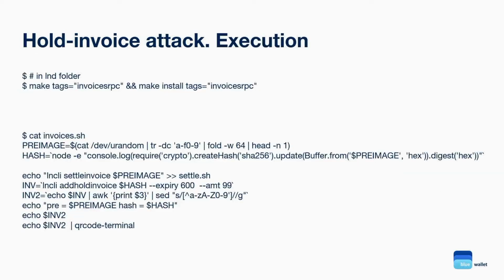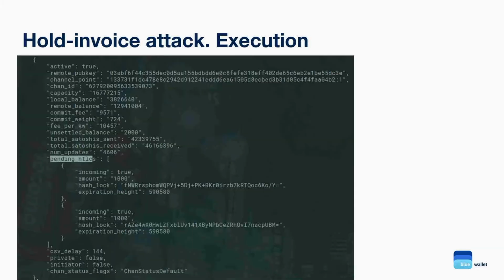So this is a way to execute this attack. First, you compile LNZ with the support of hold invoices. Then there's a handy script, invoices.sh, which creates the hold invoice, creates the pre-image, creates the hash, then writes a settle invoice string to settle.sh. This is a handy script we're going to use later to claim incoming channel state updates. And then we add the hold invoice and print it in the console, and we can take this invoice and feed it to some lab that allows withdrawals.